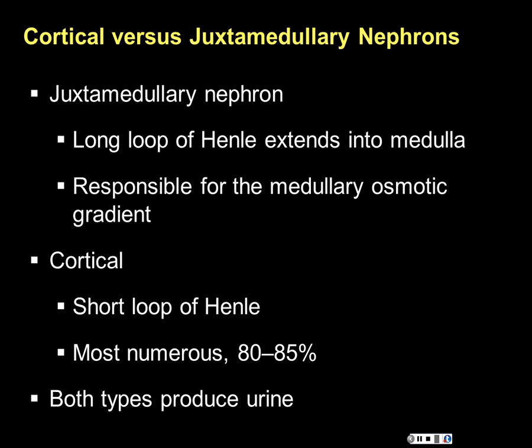The juxtamedullary nephrons are the ones that are longer, and they traverse down into the medulla of the kidney itself. So they're just a little bit longer. They go more into the medulla of the kidney. And the primary role of the juxtamedullary nephrons is to establish that solute concentration gradient in the interstitial fluid.